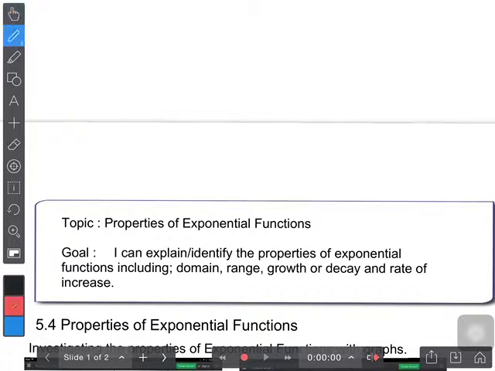So what I want to do today is I want you to be able to explain or identify the properties of an exponential function. Then I want you to be able to tell me domain, range, growth, and decay in real-world applications. So it's a two-part lesson.